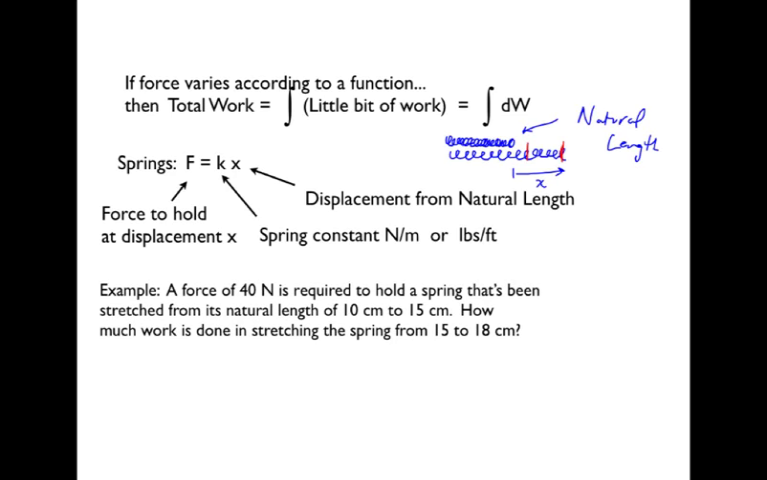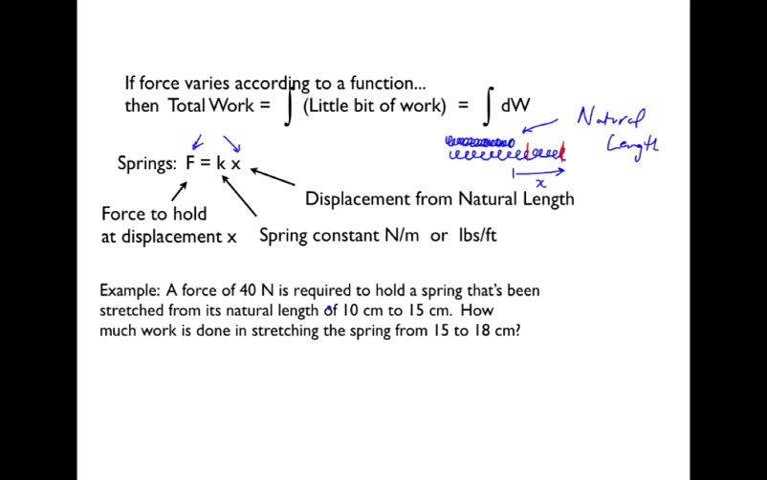A force of 40 newtons is required to hold a spring that's been stretched from its natural length of 10 to 15 centimeters. How much work is done in stretching the spring from 15 to 18 centimeters? Okay, so we have the spring and it has a spring constant, right? That's a value that stays the same. We're going to need that spring constant. So how are we going to get that spring constant? Well, we need a pair, a displacement and a force, a pair of values together, and that will help us get what k is. Do we have that?